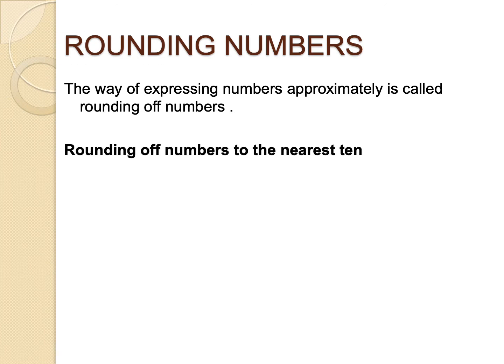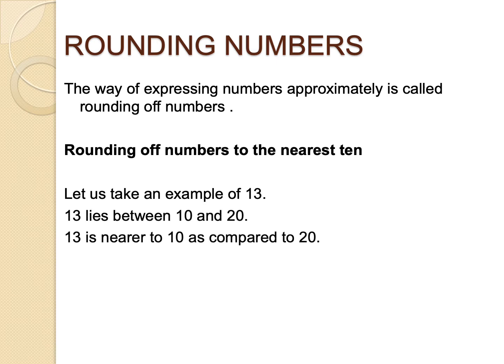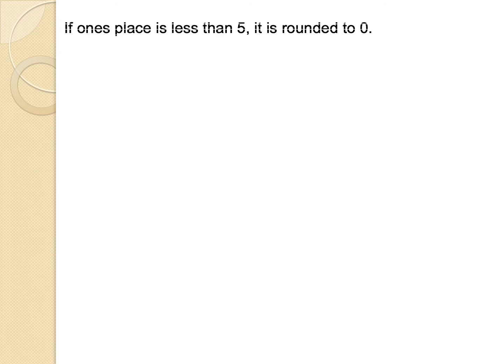Rounding off numbers to the nearest 10. Let us take an example of 13. 13 lies between 10 and 20 and it is nearer to 10 as compared to 20. So 13 is rounded off to 10.